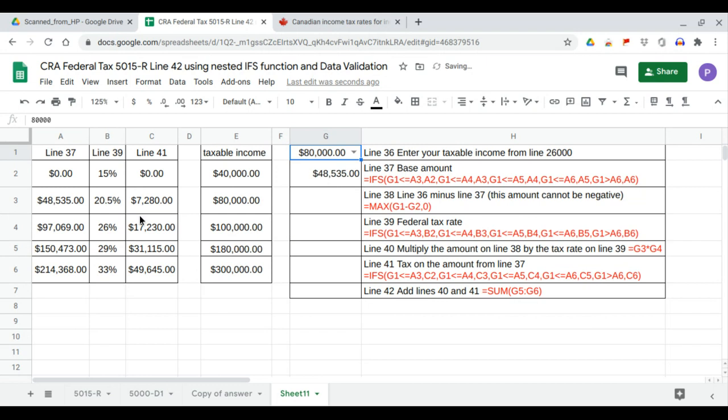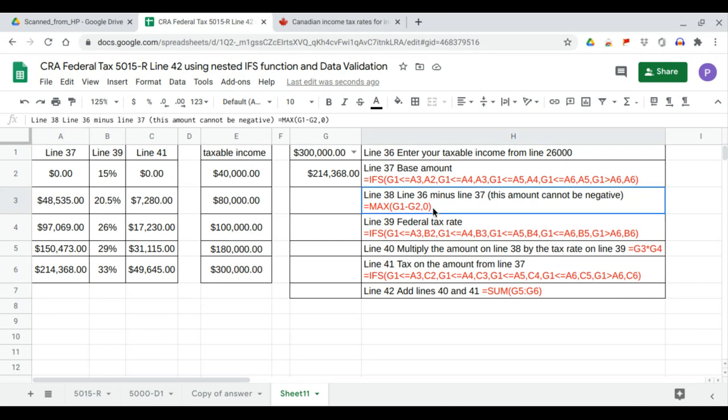At 80,000, which is within this range, the base amount is 48,535. Next is 100,000, which is within this range, so the base amount is 97,069. And 180,000, which is within this range, so the base amount is 150,473. And if it is greater than 214,000, which is 300,000, the base amount is 214,368.